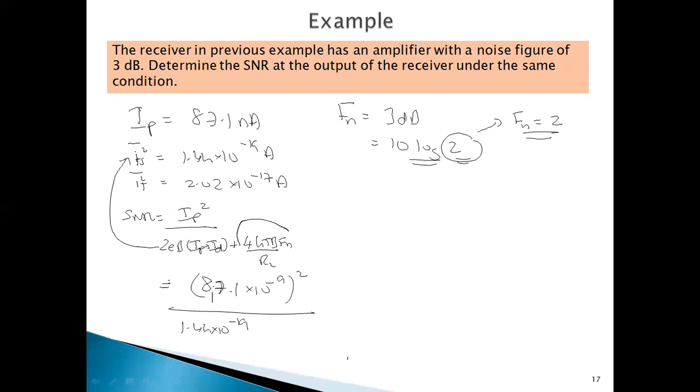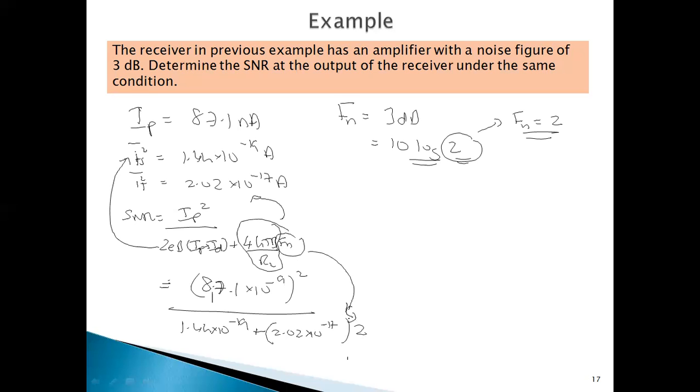Whereas this 4kTB over RL equals this value, so it should be plus the IT squared, which is 2.02 times 10 to the negative 17, multiplied by the Fn, which equals 2. As we obtained just now, Fn in linear scale is 2, so we just multiply IT squared, the mean square value of the thermal current, 2.02 times 10 to the negative 17, by 2, simply like that.